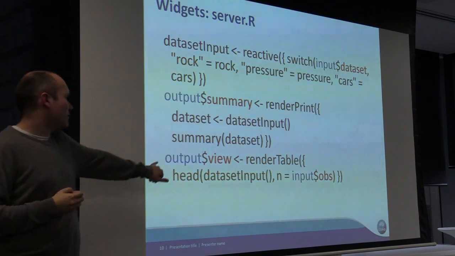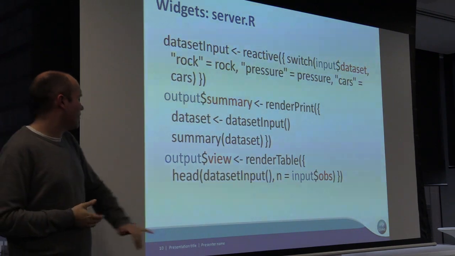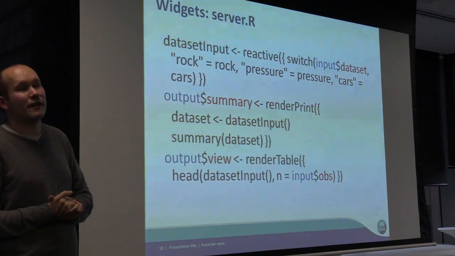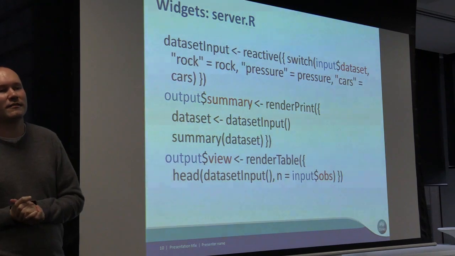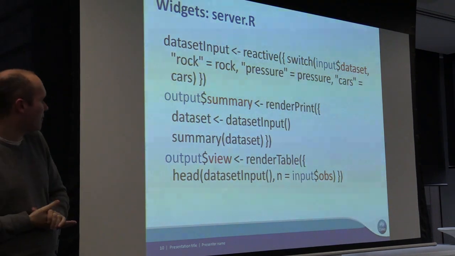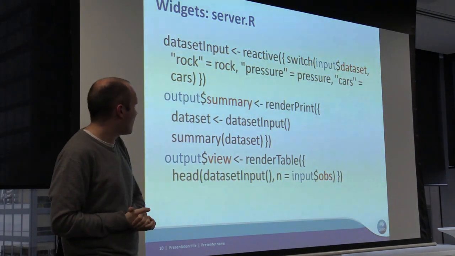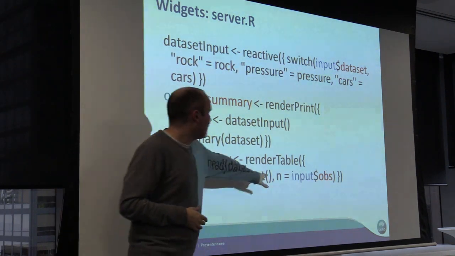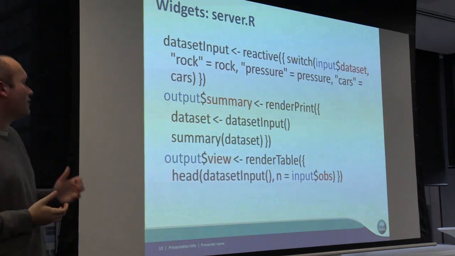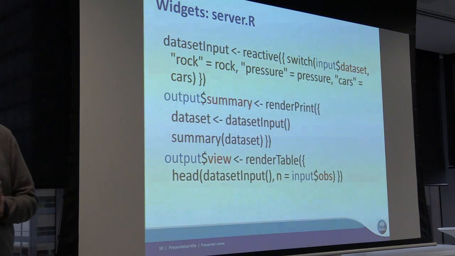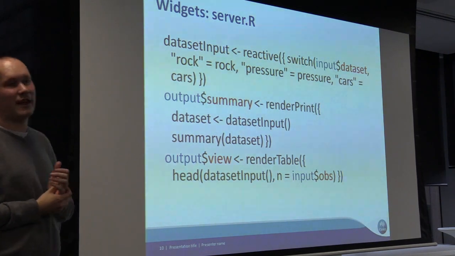So if we go to output view, what are we doing? We're just doing renderTable, and then we're printing in R the top of the data frame. So head is just a standard R function. It just prints the first few rows of a data frame. It's not a shiny function. With head, we're calling a function called dataSetInput, which is defined above, I'll talk about that later. And then n, the number of rows we want to print from the top of that data frame, we use input dollar sign obs, because that was one of our inputs, the number of observations we want to show in that table.